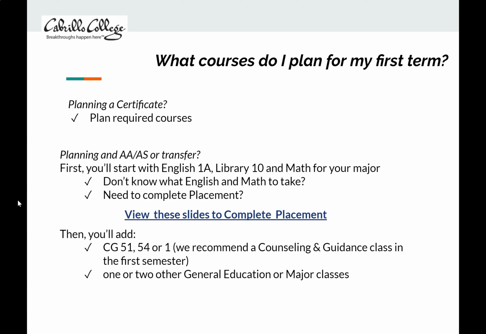A Cabrillo counselor can help you figure out if it's recommended to take English or math in your first or second semesters. Next, add CG 51, 54, or 1. A counseling and guidance class during your first semester is a great way to learn how to map out your entire education plan, all the classes you'll need for your major. It's also great for learning college study skills, career and major options, and other important Cabrillo and transfer requirements. Finally, add 1 or 2 general education or major prep classes.